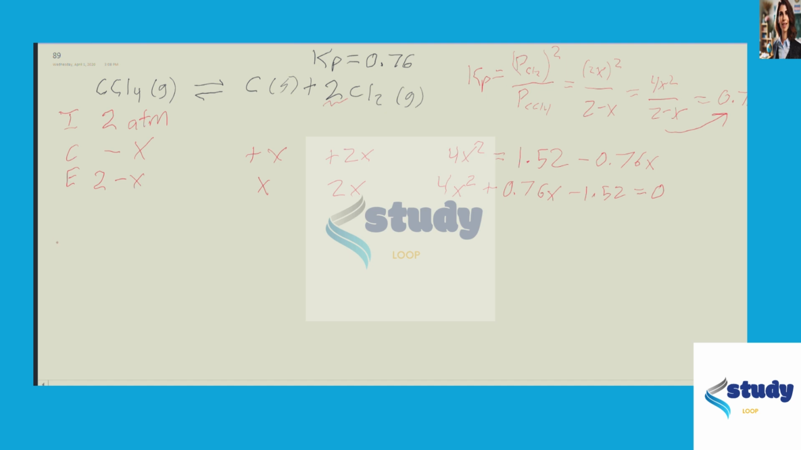Now we're going to solve for x with the quadratic formula. x equals negative b plus and minus the square root of b squared minus 4 times a times c, all over 2a.